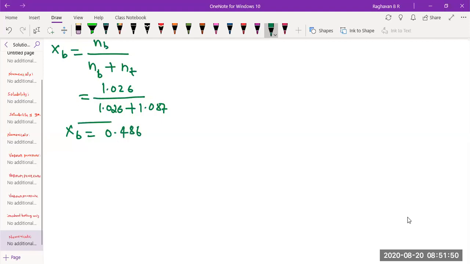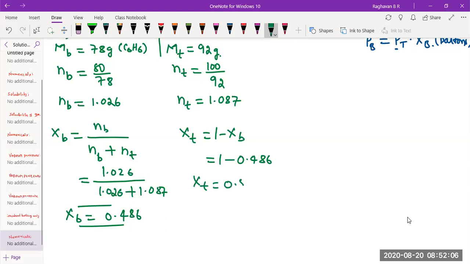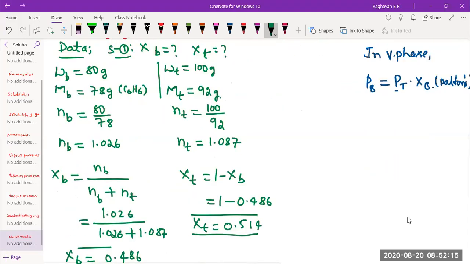That is the mole fraction of benzene. You have to go for ratio here for calculating XT. So XT is simply 1 minus XB, so 1 minus 0.486. So XT is equal to 0.514. Okay, this is the calculation of mole fractions.